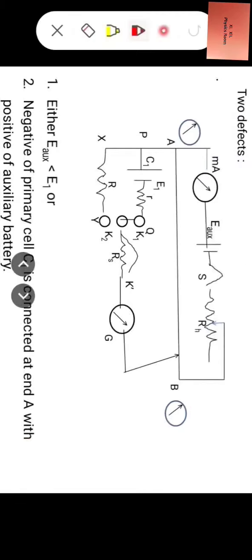Now we are to see what are those two defects and how we detect these defects. What could be the two defects if direction of deflection is on the same side at end B as that at end A? First could be either E auxiliary is less than E1, or negative of primary cell is connected at end A with positive of auxiliary battery.